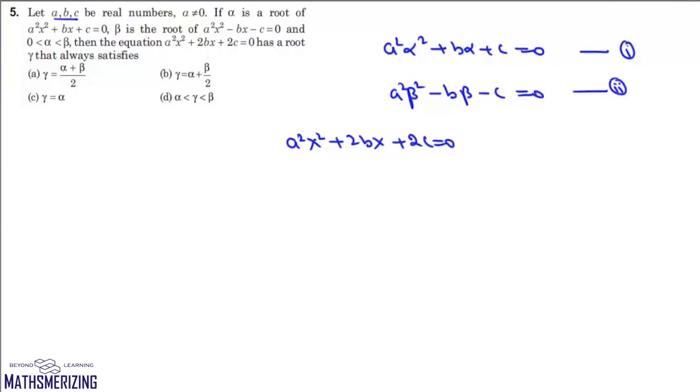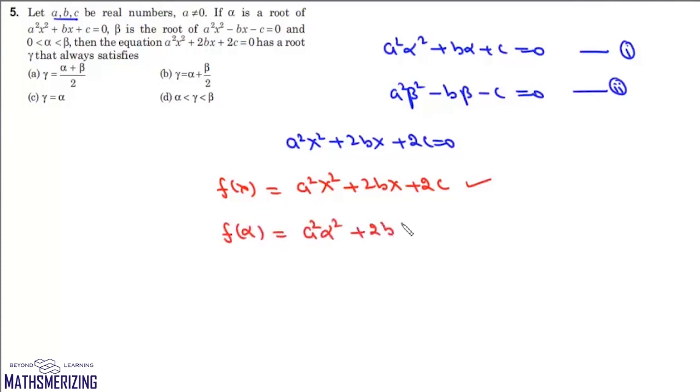Now what we'll do is, we'll assume a function f(x), which is a squared x squared plus 2bx plus 2c. Now since it is a polynomial function, this function is a continuous function. Now if we find f(alpha), it will be a squared alpha squared plus 2b alpha plus 2c. Now b alpha plus c is minus a squared alpha squared. So it will be minus a squared alpha squared, which is less than 0.